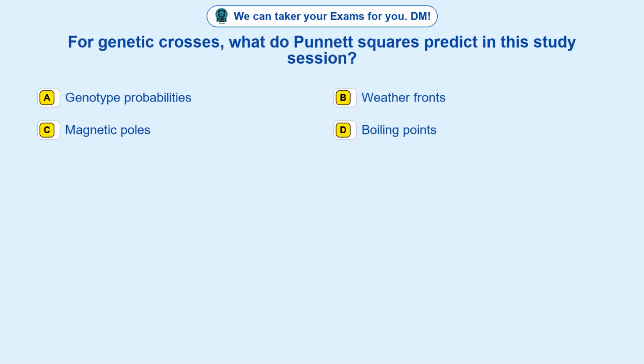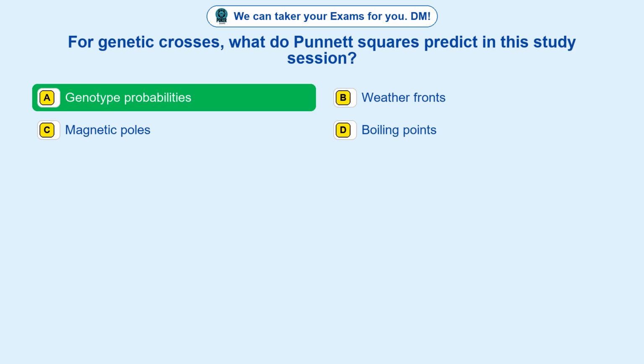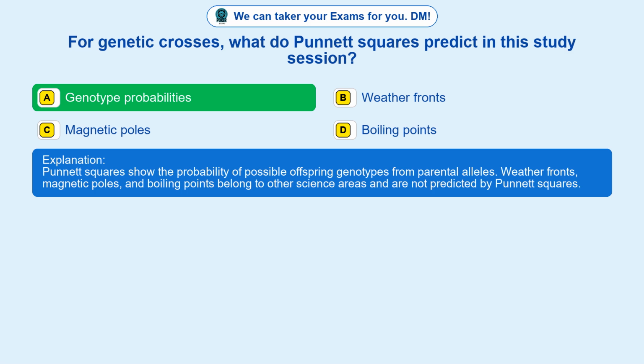Question 27. For genetic crosses, what do Punnett squares predict in this study session? Option A, genotype probabilities. Option B, weather fronts. Option C, magnetic poles. Option D, boiling points. The correct answer is option A. Genotype probabilities. Punnett squares show the probability of possible offspring genotypes from parental alleles. Weather fronts, magnetic poles, and boiling points belong to other science areas and are not predicted by Punnett squares.